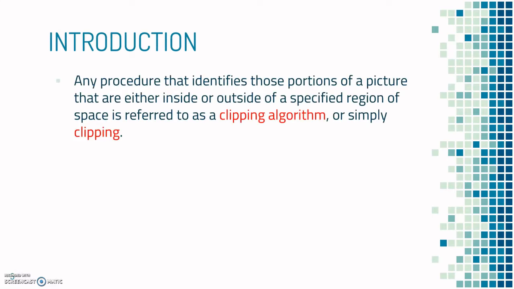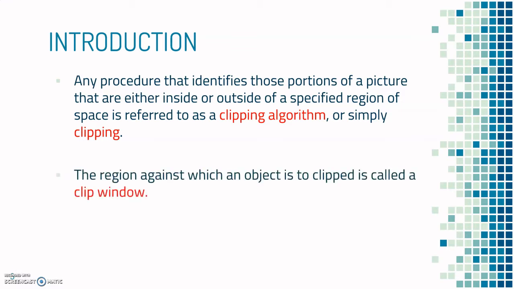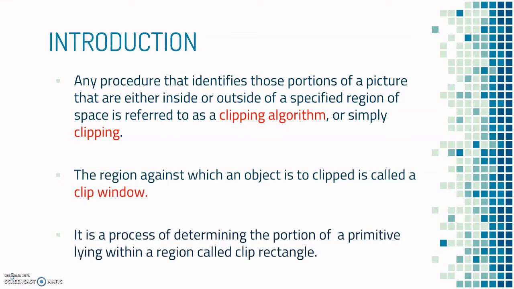Any procedure that identifies those portions of a picture that are either inside or outside of a specified region of space is referred to as a clipping algorithm, or simply clipping. The region against which an object is to be clipped is called a clip window, and clipping is the process of determining the portion of a primitive lying within a region called the clip rectangle. So we are moving on to some basics of clipping.